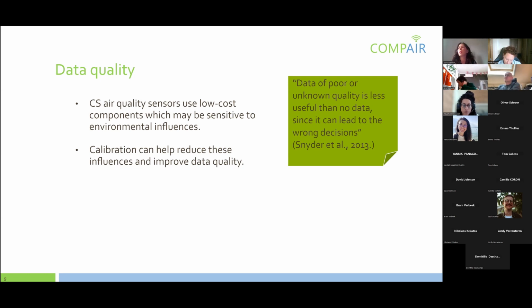So, for instance, if you're measuring particulate matter, you have an optical sensor which is detecting airborne particulates in air. If you have high humidity conditions, for instance, there might be water molecules that absorb on your particle, and that particle will be detected as if it's larger than the dry weights, and your concentration will be overestimated in the end, so you will have a higher signal than the dry fraction. And this is the kind of thing you can compensate with calibration. There are different calibration approaches you can use to help reduce these influences and improve your data quality.